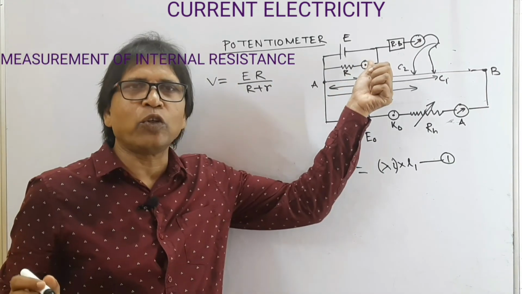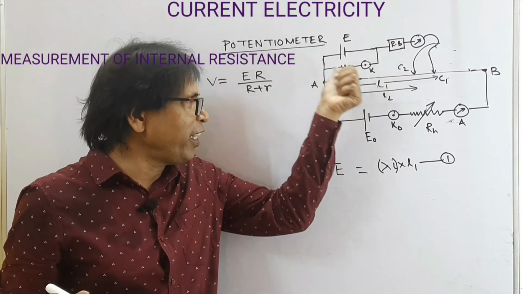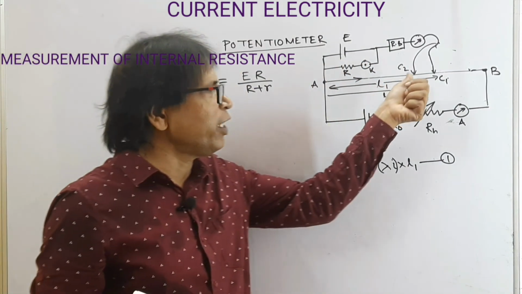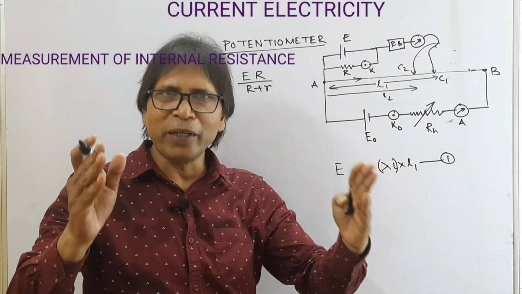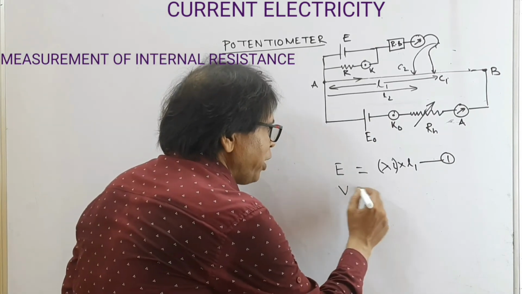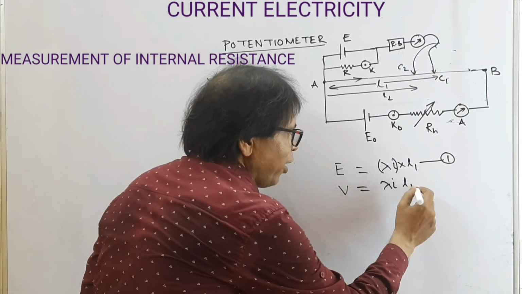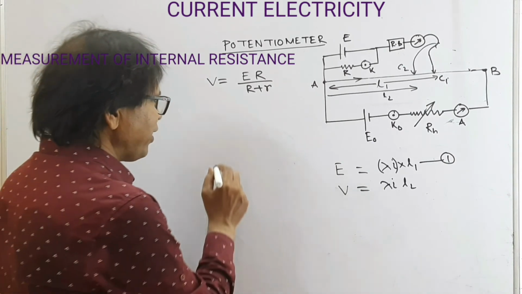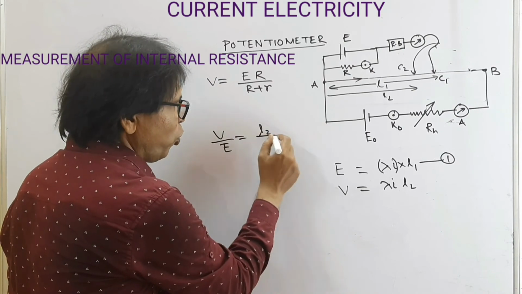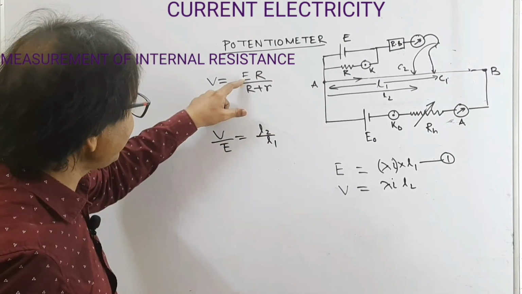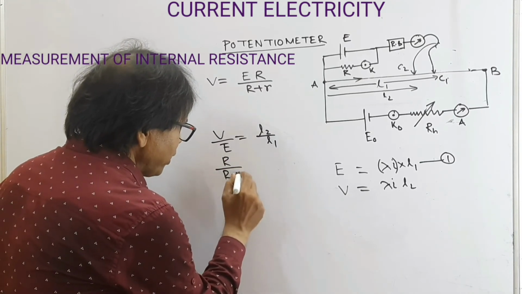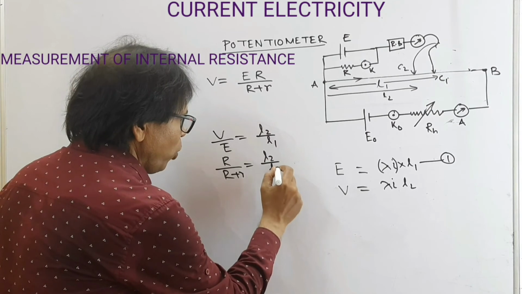Now the key K is closed. So the terminal PD across the cell is this. The null point is obtained at C2. If AC2 is equal to L2, then the terminal PD V equals lambda I L2. Okay? Now look at this. V by E is equal to L2 by L1. Now from this relation, V by E equals R by R plus r, which equals L2 by L1.